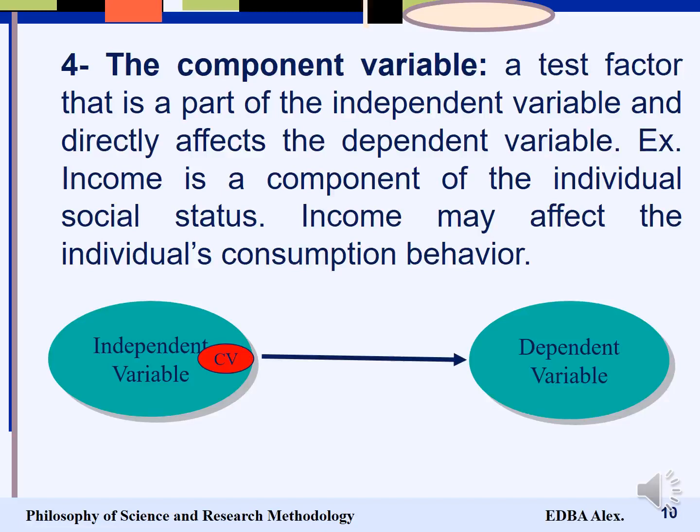This is why in statistics, in order to figure out the effect of each component of the independent variable on the dependent variable, we use a statistical technique called factor analysis. We analyze the independent variable into its components, and we measure the effect of each component on the dependent variable in order to single out the component that is responsible for the changes in the dependent variable. So far we talked about the first group.